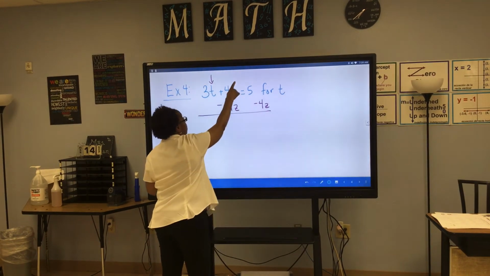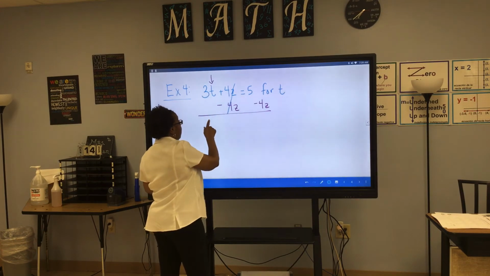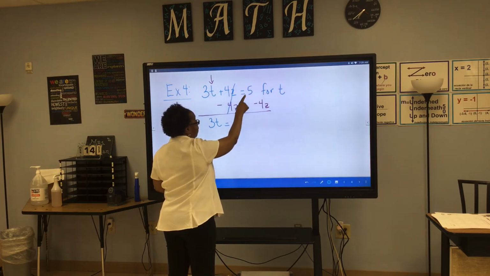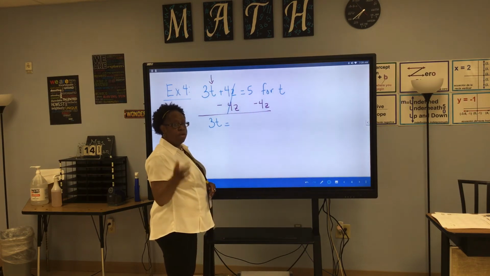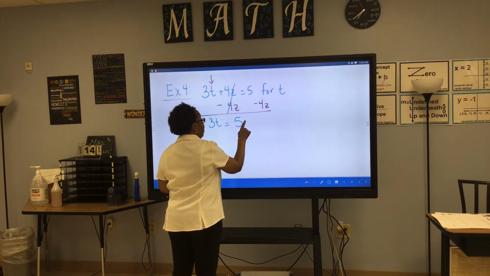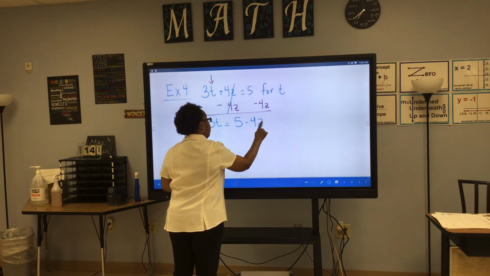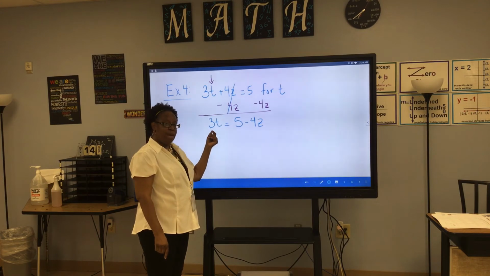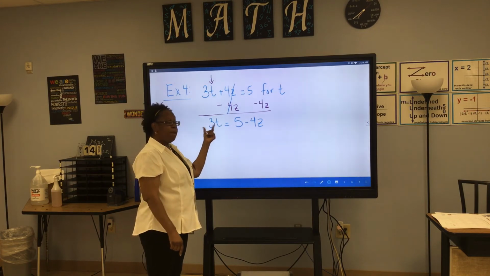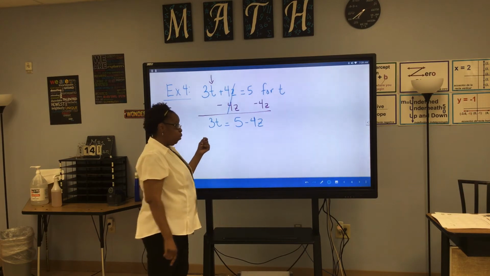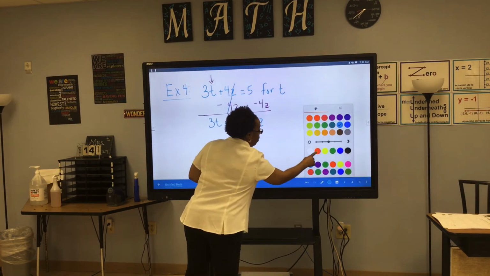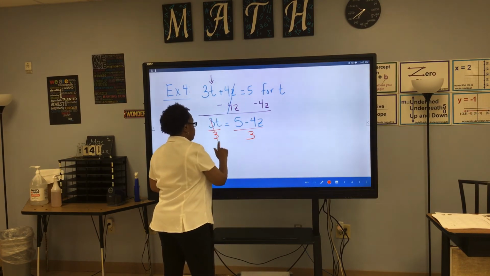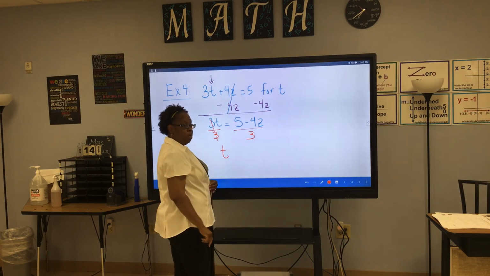Okay? Now we see that these cancel, and what comes down? 3t equals, now 5, again, and 4z are not like terms, so they do not go together. So we bring them both down as they are. Now, again, we want t by itself. So what's happening over here? They're side by side. They're like shoulder to shoulder, so that tells me they're being multiplied. So to undo multiplication, what do we do? That's right, division. So I'm going to divide by 3 on both sides. That cancels, and t comes down, and look, lo and behold, it is by itself.